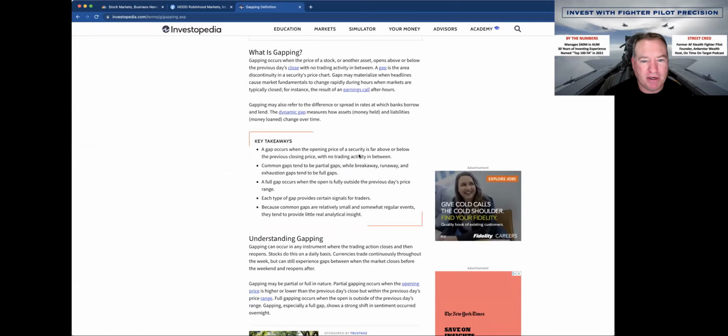All right, a gap occurs when the opening price of a security is far above or below, you can gap up or down, the previous closing price with no trading activity in between. So think about that for a second.